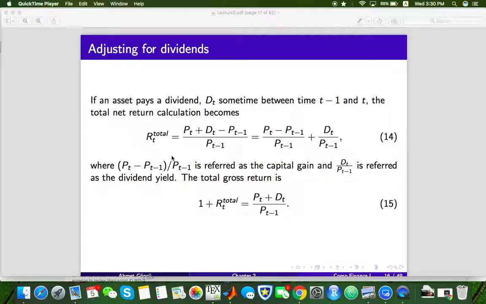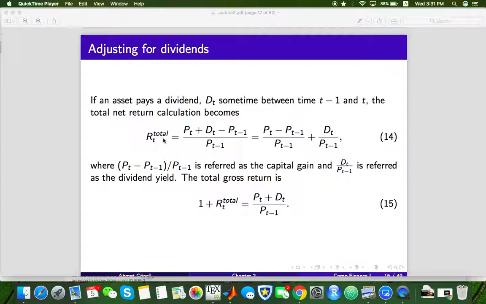Okay, let's talk about adjusting for dividends now. So remember that most of the stocks might have some dividend payments from time to time. And if we are holding the stock, then we might receive some dividend payments when we are calculating our return from t-1 to t. Therefore, we need to take into account this dividend payment, which is often called a dividend yield.